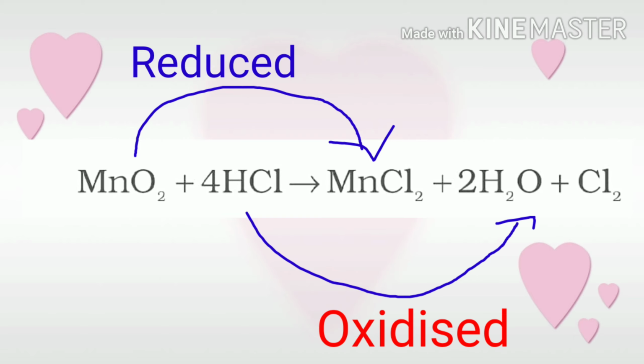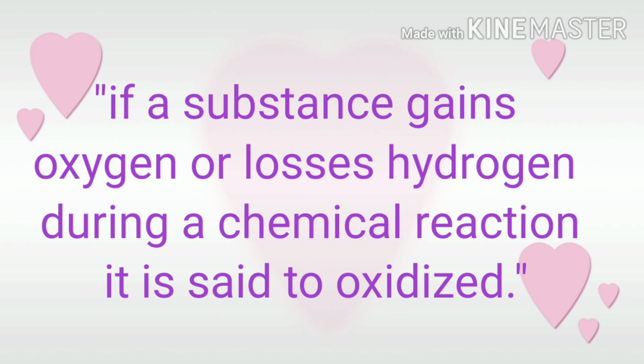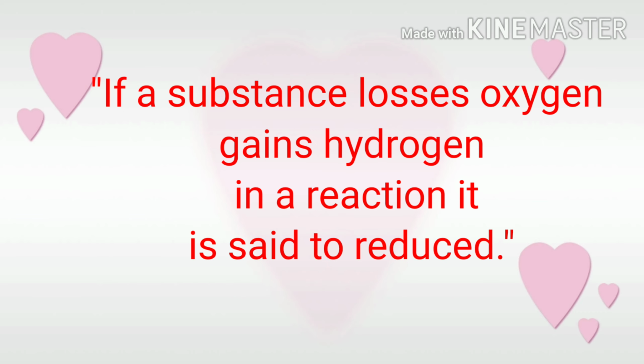From the above examples, we can define like this. If a substance gains oxygen or loses hydrogen during a reaction, it is said to be oxidized. Or if a substance loses oxygen or gains hydrogen in a reaction, it is said to be reduced. I hope you understood clearly about oxidation and reduction reactions. Then come to study the next part of this concept.